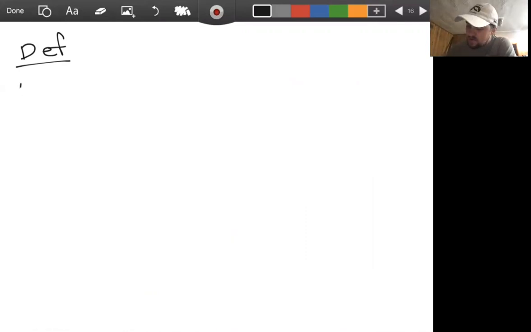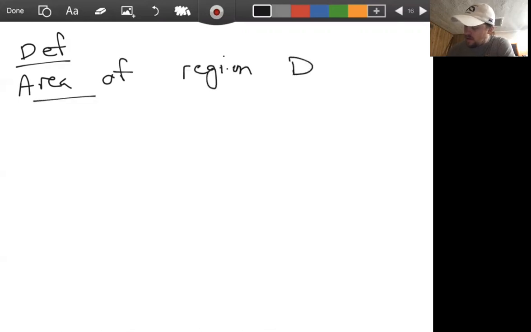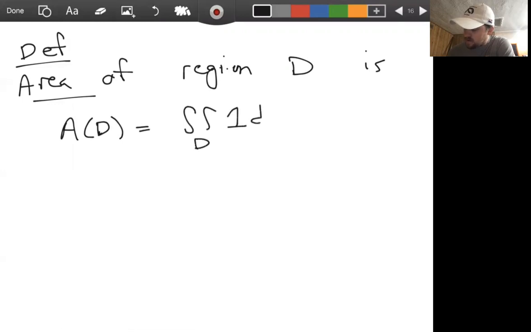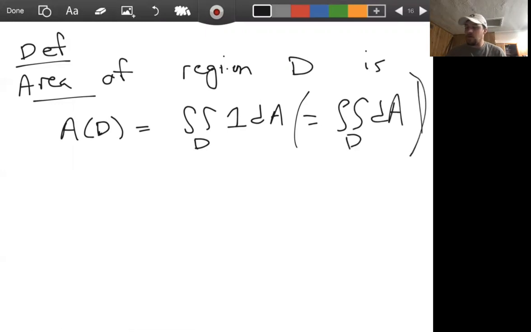But first, I want to define the area of a region D. We say the area of D is simply the integral of the constant function 1 dA, which, if you'd like, sometimes you'll just see this as the integral over D of dA. This gives you the area of your region.